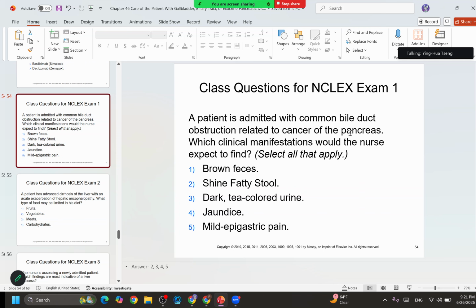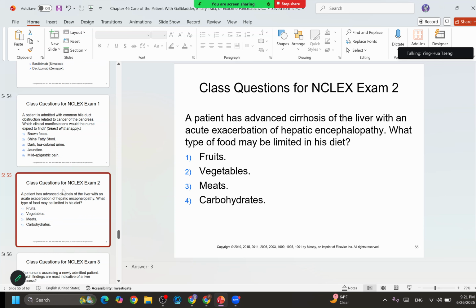And this is the pancreas, the cancer, right? Cancer of the pancreas. So where is the pain? Mid epigastric pain. So this is a typical pain here, okay? So it's 2, 3, 4, 5. Okay? All right.